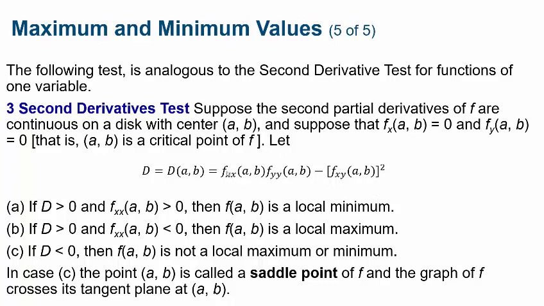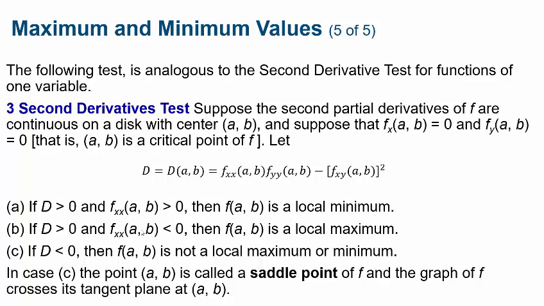The second partial derivative with respect to x twice, evaluated at that point, times the second partial derivative with respect to y twice, evaluated at that point, minus the partial derivative with respect to x and then y, evaluated at (a, b), squared. If you follow this formula, you get the following rules. If D is greater than 0 and the second partial with respect to x twice is also greater than 0, then f(a, b) is a local minimum.